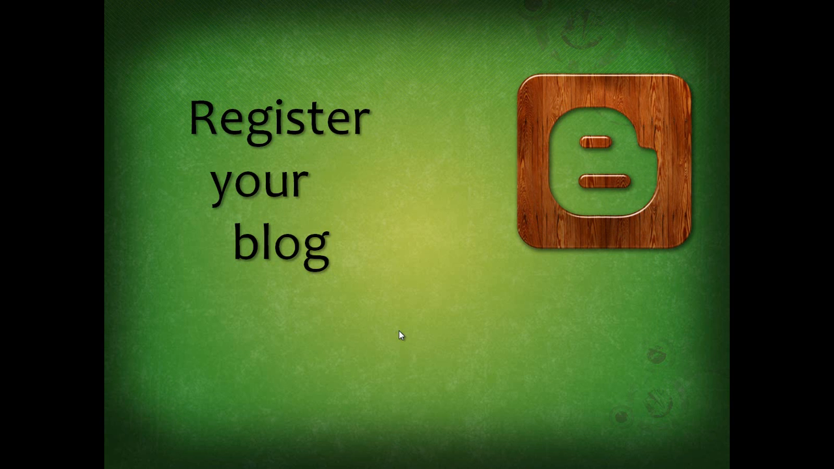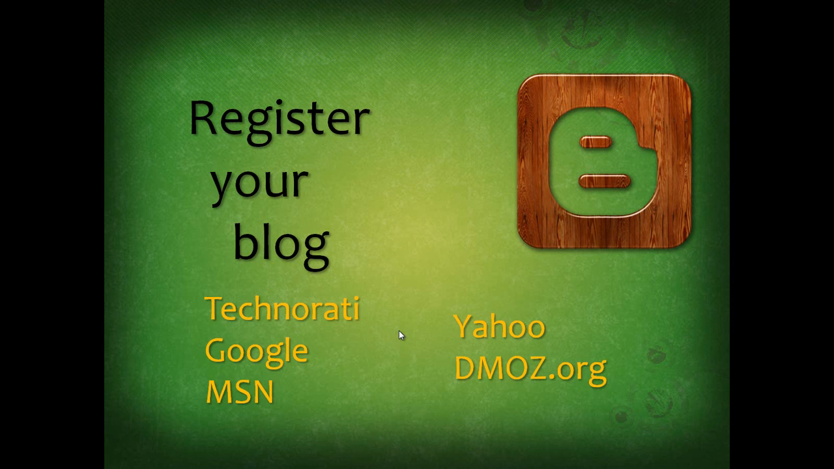So how else can you publicize your blog? Well, you can register your blog. Some of those places you want to go to include Technorati, Google, MSN, Yahoo, DMOZ.org. These sites will have a place to register. Just search for register website on Google or MSN, and you'll find directions. But make sure you register your new blog because that helps those search engines know about you. They'll find you eventually, but you might as well tell them.